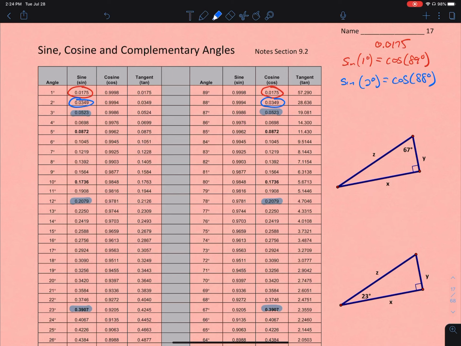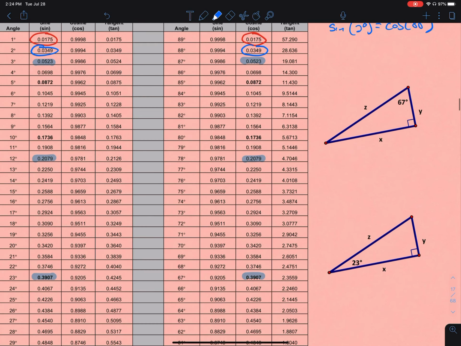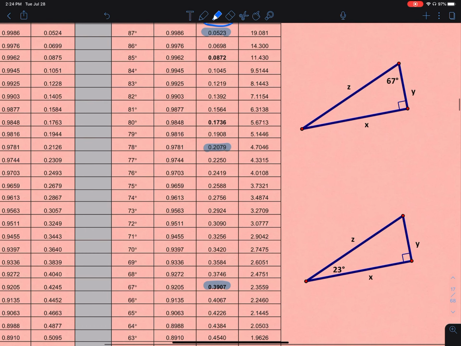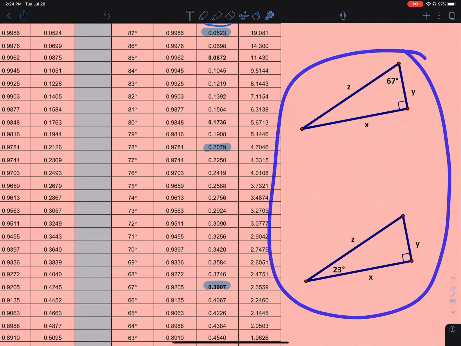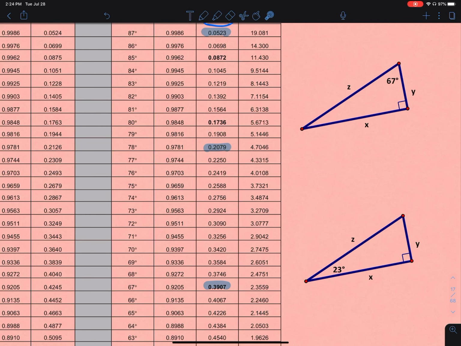Here's what that means. If sine and cosine are equal, the angles that you're using must be complementary. Here's an example picture-wise. 67 degrees and 23 are complementary, which means in this picture we could say 23 degrees, and here we could say 67. If I said to you, what's cosine of 67 in this picture?